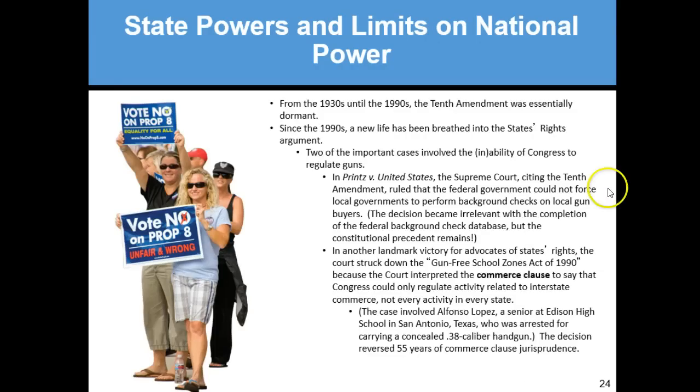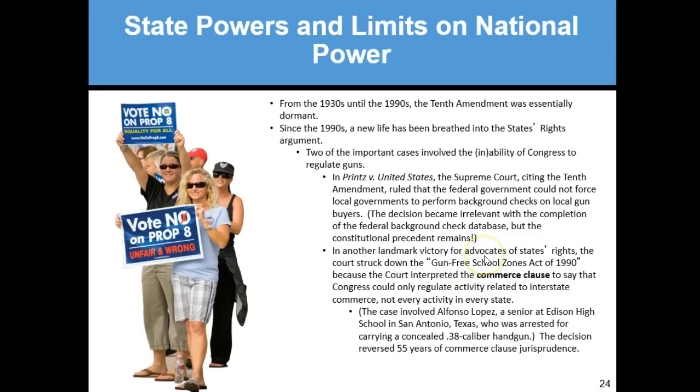First, Printz versus the United States. The Supreme Court cited the 10th Amendment when it said that the federal government could not force local governments to perform a background check on local gun buyers. But the federal government went one step further and established a federal background check database anyway, and so they found another way around the problem.